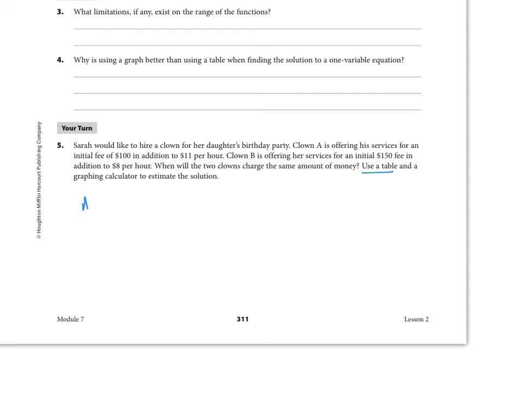Clown A, initial fee, and so actually let's identify. X is the hours, number of hours specifically, and Y is the amount being charged. So this means the amount being charged is going to be $100 plus $11 per hour. Clown B is a $150 fee plus $8 per hour. So let's do a table here.